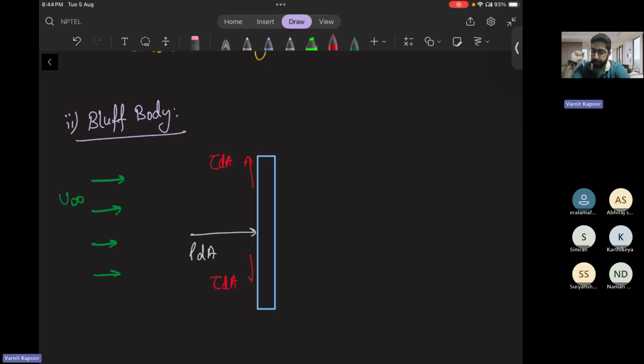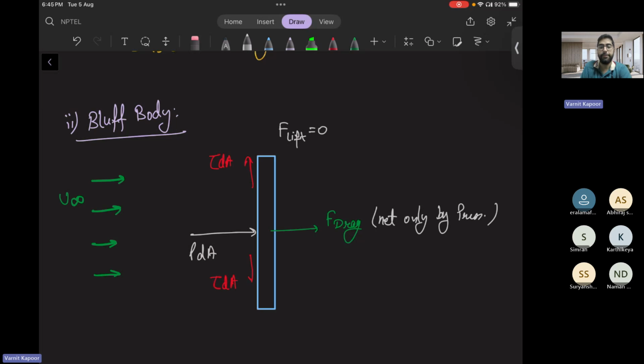Here again, lift is 0. F lift is 0 because the upward shear stress is cancelled by the lower shear stress, and only drag is happening. Only and only drag is happening. F drag is net only because of the pressure force.